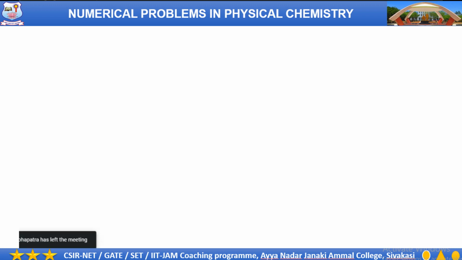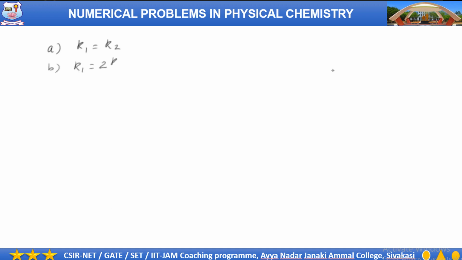Option A, K1 is equal to K2. Option B, K1 is equal to 2K2. Option C, K1 is very, very greater than K2. Option D, K2 is very, very greater than K1. Which is the correct answer? Tell me. Option D.